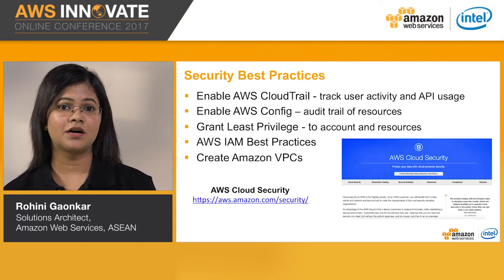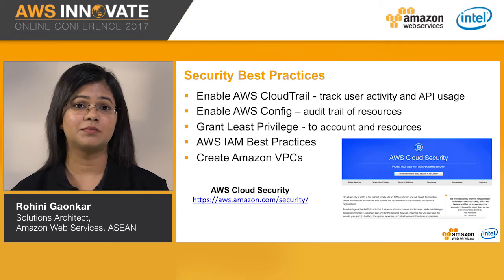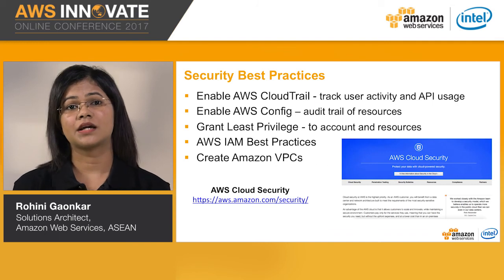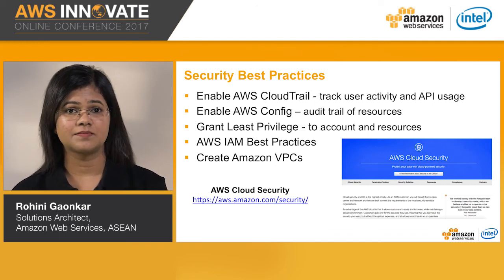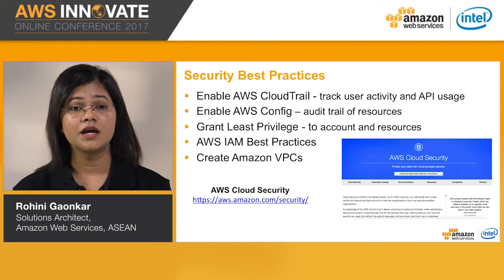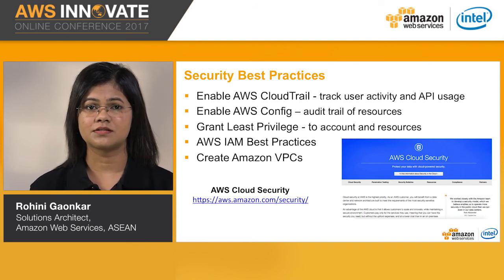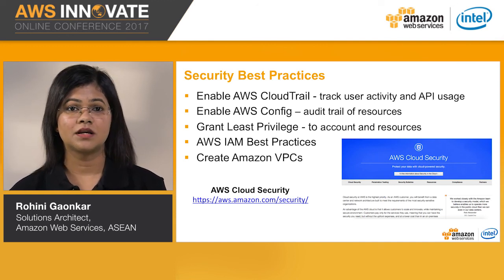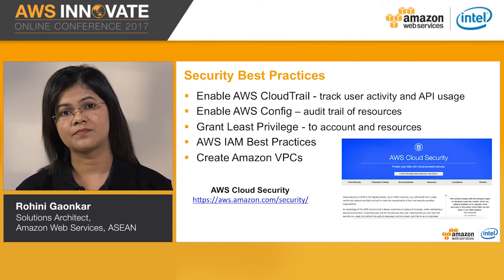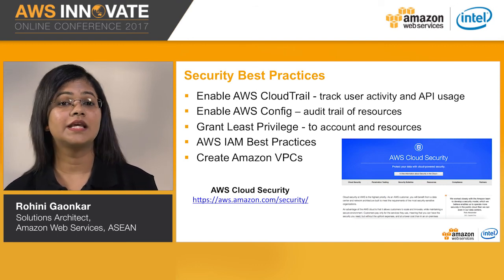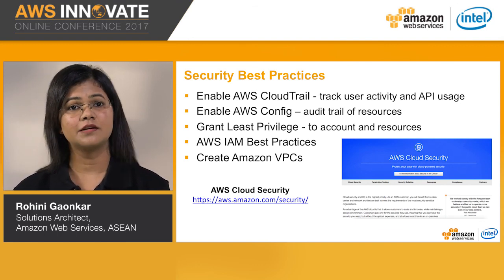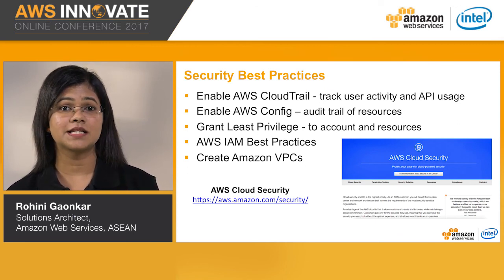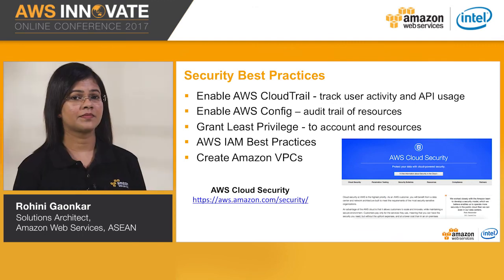These are some of the security practices you should enable when you create a new account. Enable AWS CloudTrail to track user activity and API usage. Enable AWS Config to have a graphical audit of your resources. Whenever you are assigning permissions, grant least privileges to accounts and resources. Follow the documentation for the AWS IAM best practices. And finally, create Amazon VPCs for your different applications and environments and grant least privileges.